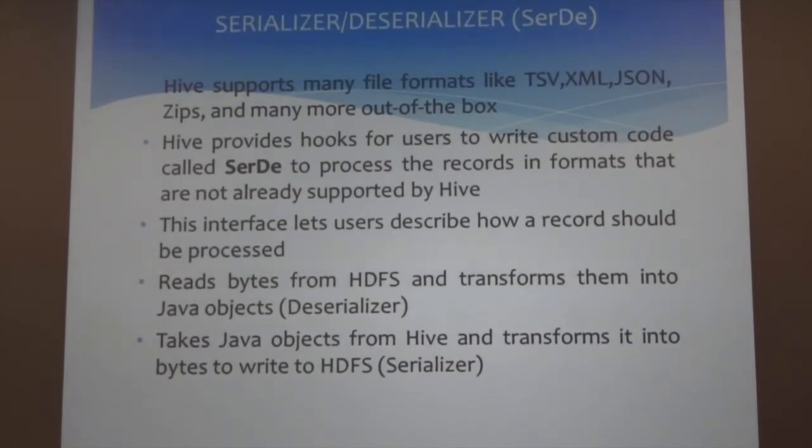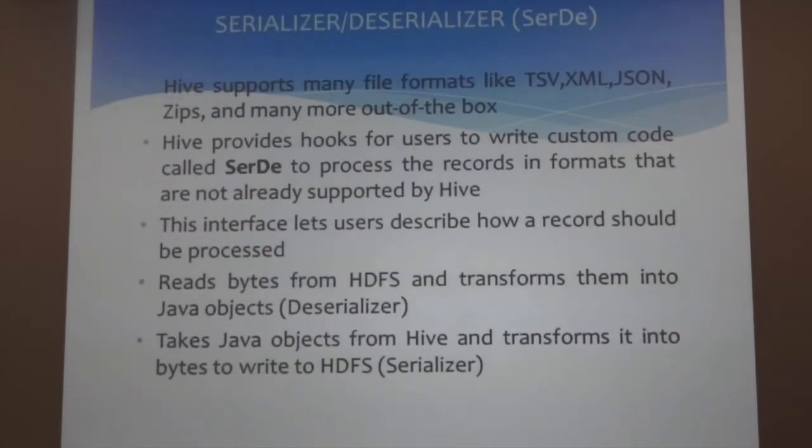Similarly, when Hive has to write back to HDFS, when will this happen? This will happen when you do a statement like create table as select star from, or insert into select star from. If you use this kind of statement, then Hive has to read first and then serialize the data and write back into the new table. So this is where a serializer will help. The serializer will take Java objects from Hive, from the first select statement, serialize them and then create bytes that can be written into HDFS.